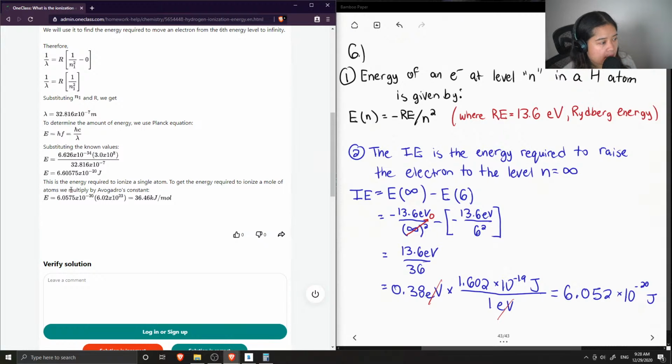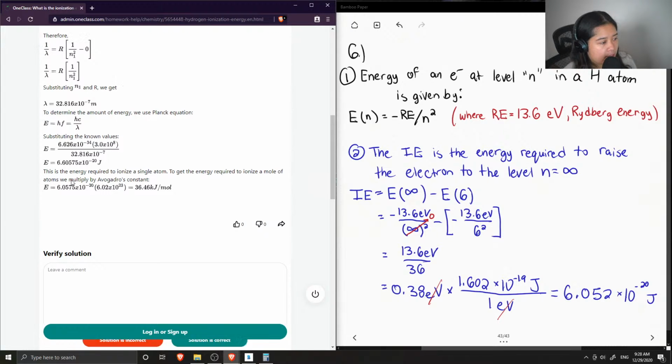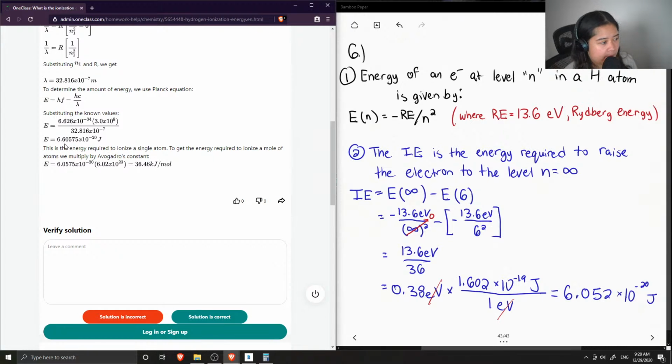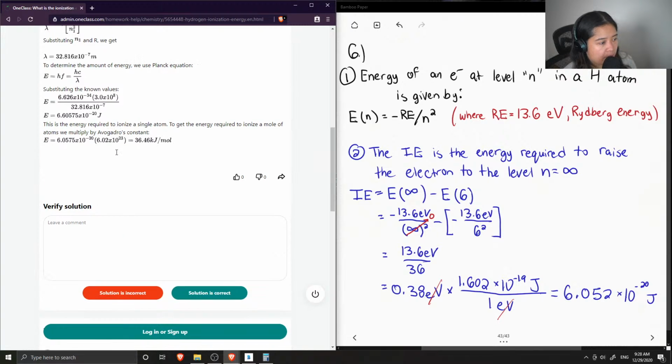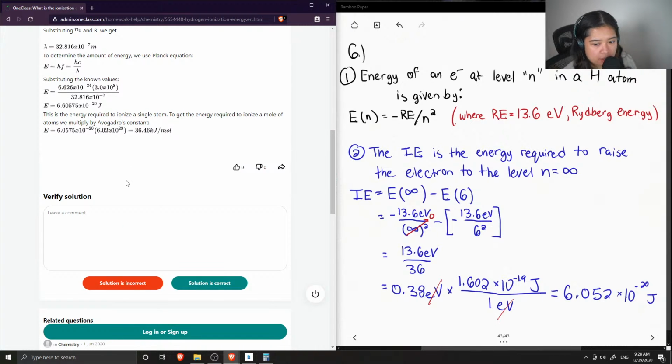And they got the same answer, around 605 times 10 to the negative 20 joules. So this is the energy required to ionize a single atom. To get the energy required to ionize a mole of atoms, we multiply by Avogadro's constant.